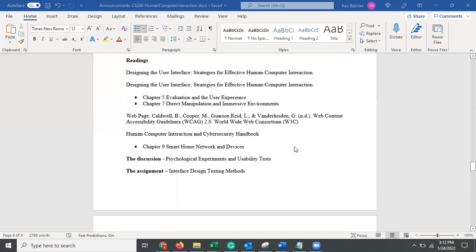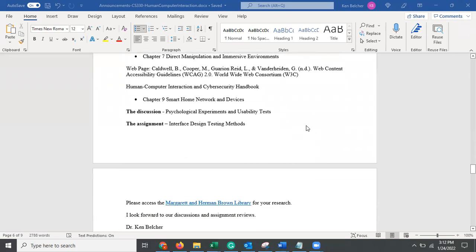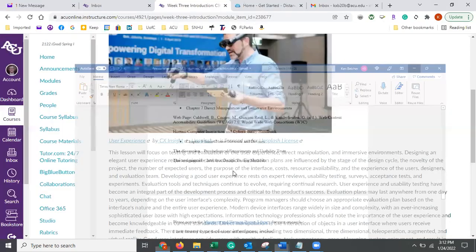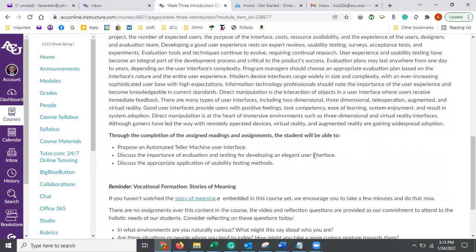Then we'll have a discussion on psychological experiments and usability testing, and then the assignment will look at interface design testing methods. And as always, please use the library for your research. As you're doing your research, I appreciate you using scholarly sources, and the discussions, if you can post your discussions as soon as possible in the week. It's a small class, so it allows the other people in the class to meet the requirements of replying to your post as well. So not only do I appreciate it, but your fellow students also appreciate it.